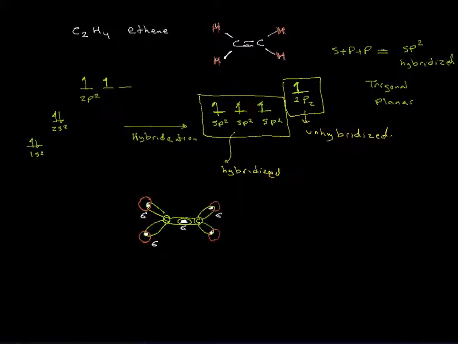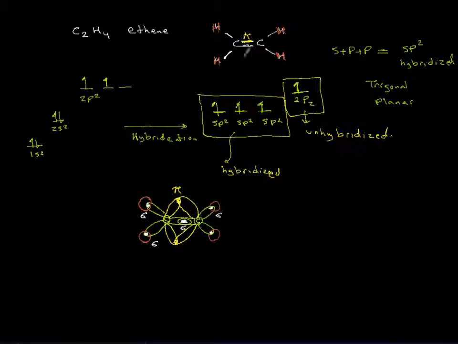Now what happens to the unhybridized? I'm going after that. This p will overlap above the axis of the nuclei. And this is a bond that is known as pi bond. Pi bond. So this is pi.